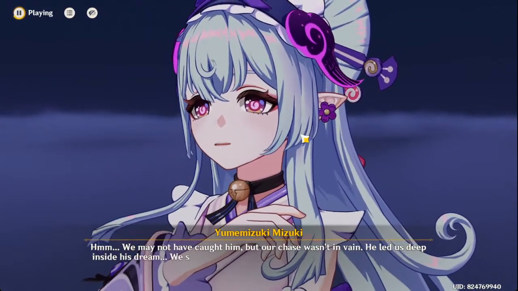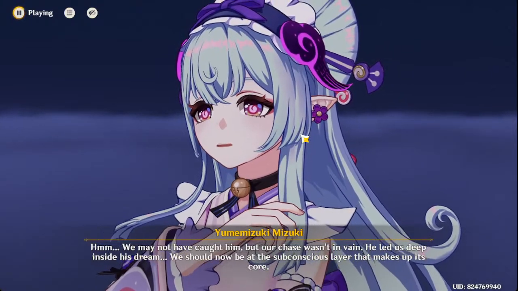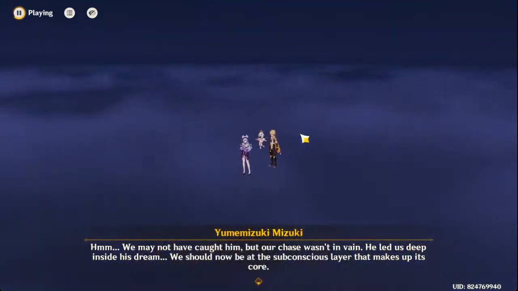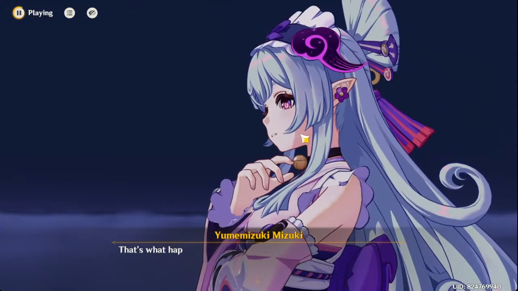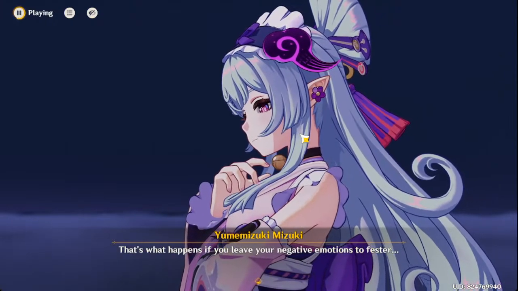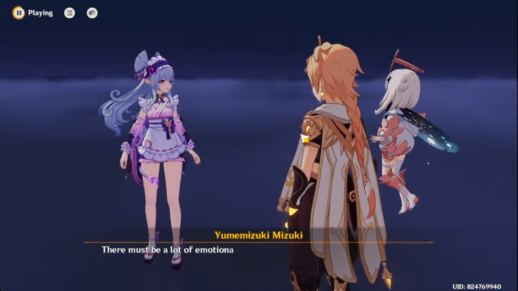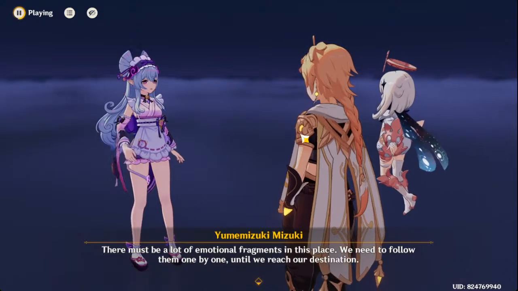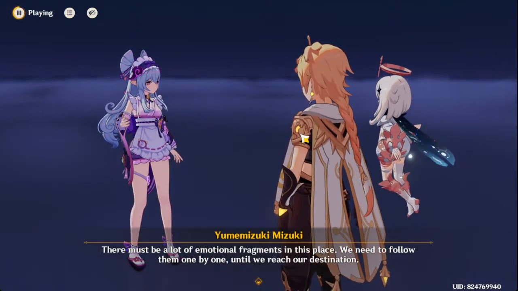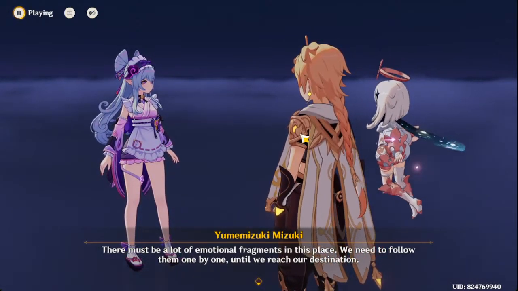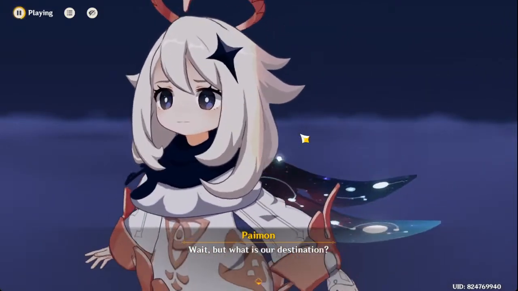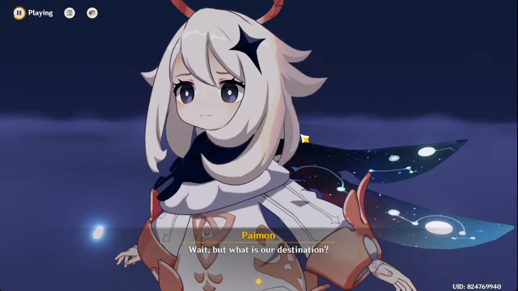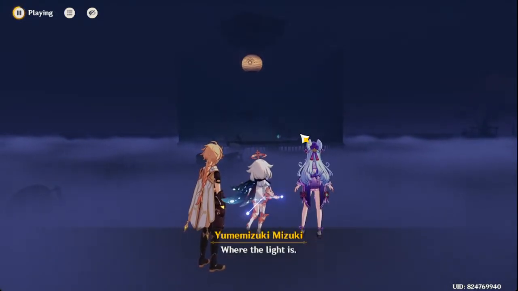We may not have caught him, but our chase wasn't in vain. He led us deep inside his dream. We should now be at the subconscious layer that makes up its core. It's so dark. That's what happens if you leave your negative emotions to fester. There must be a lot of emotional fragments in this place. We need to follow them one by one until we reach our destination. Wait, but what is our destination? Where the light is.